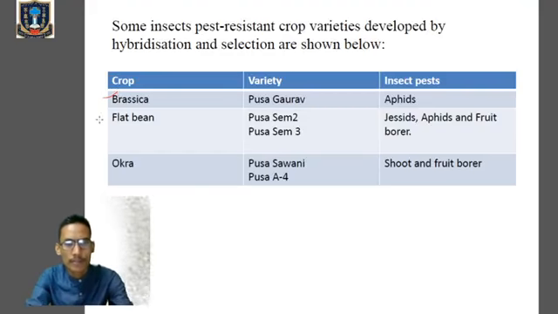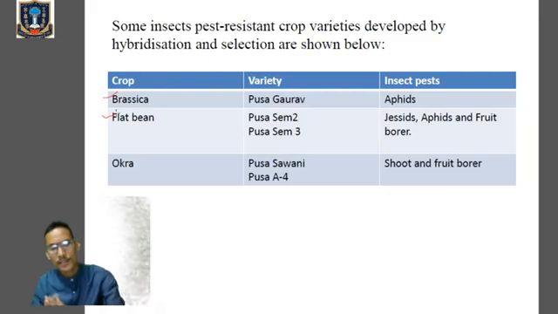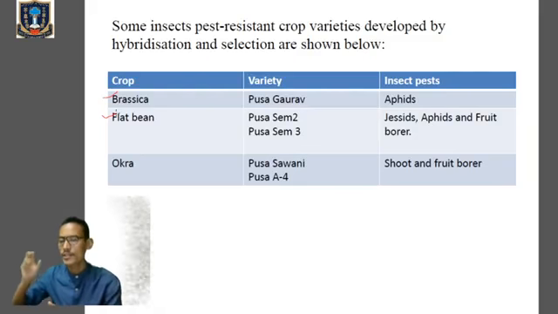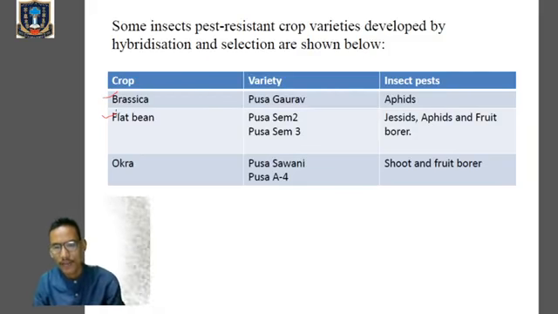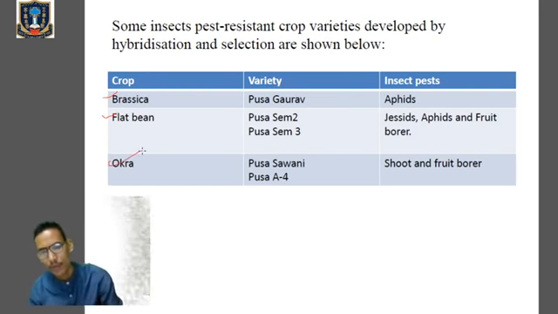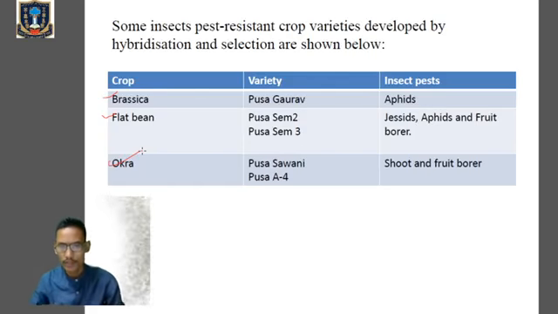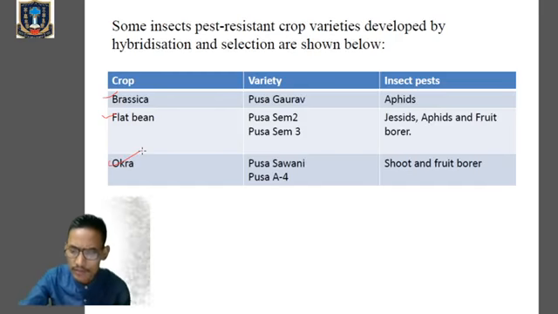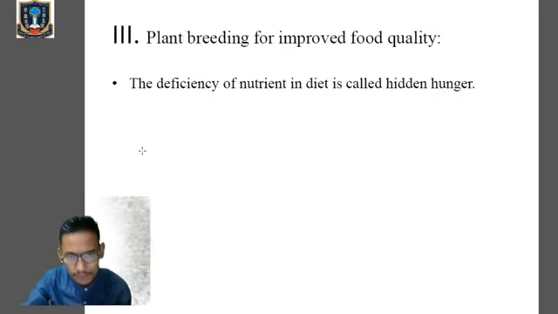Similarly, flat bean. Okay, the varieties are Pusa Sem 2 and Pusa Sem 3. They are resistant to the pests jassids, aphids, and the fruit borer. Then okra, or bhindi. Okay, varieties are Pusa Sawani and Pusa A-4. They are resistant to the pest shoot and fruit borer. Clear? So these are the common pest resistant varieties.